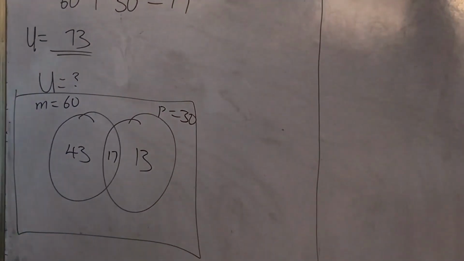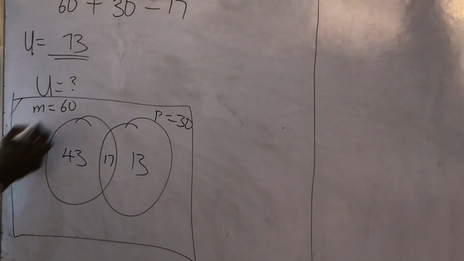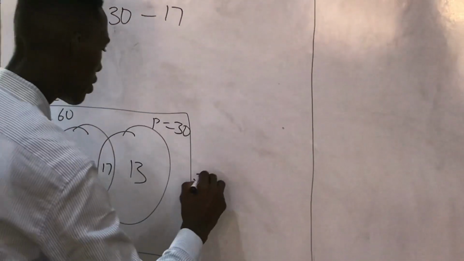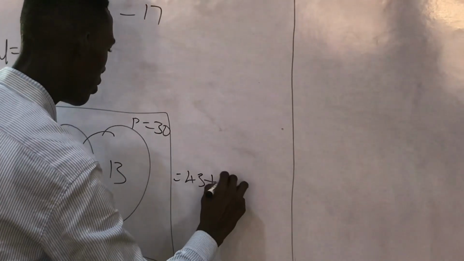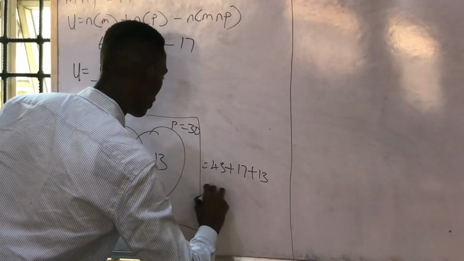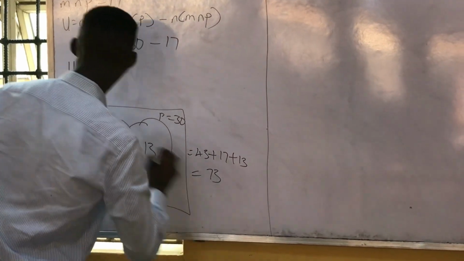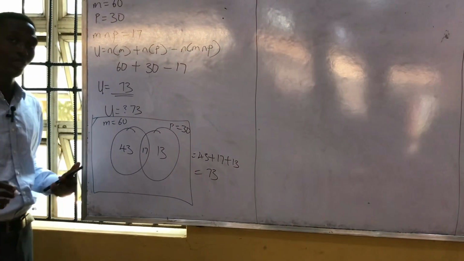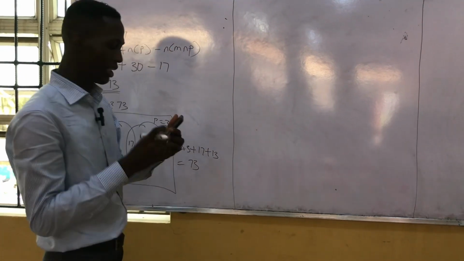So now to get our universal set, it is the sum of all, that is, if we shade all. If you shade all, then you'll be left with 43 plus 17 plus 13, and that will still give us 73. So therefore, our universal set here is 73. Do you understand? Now let's move to the next question.